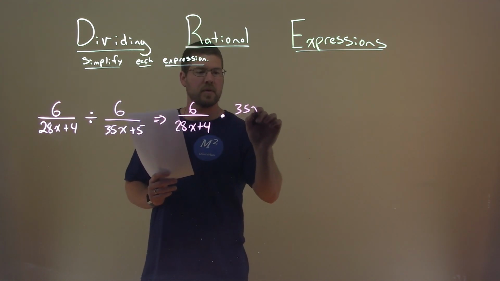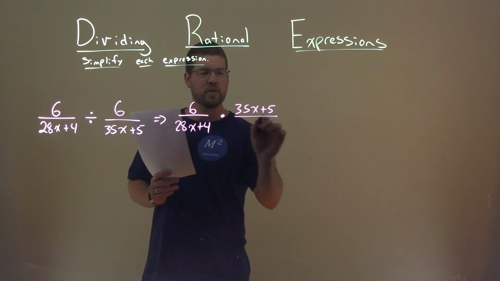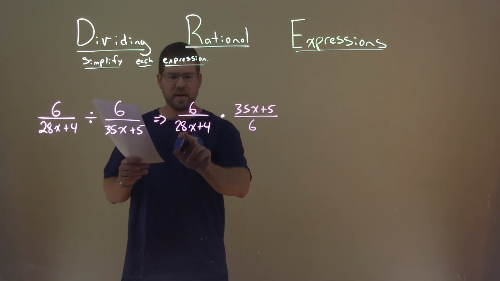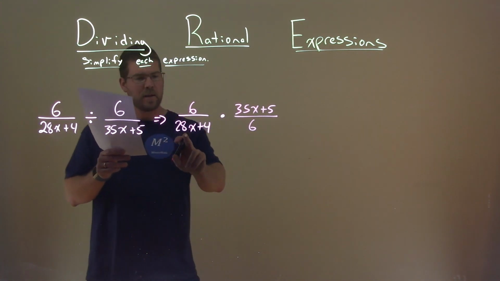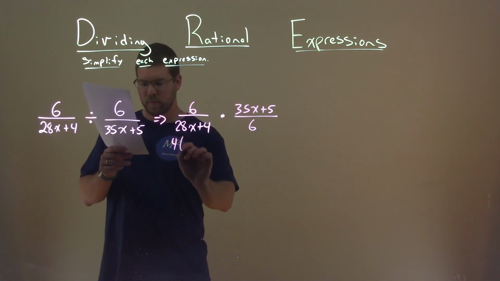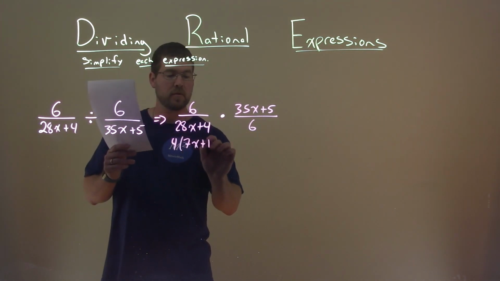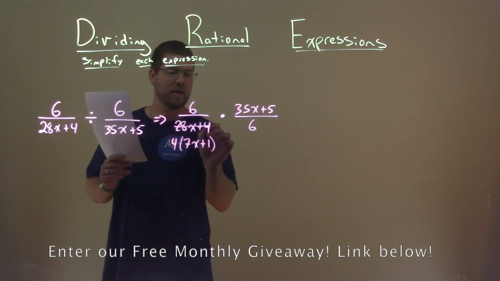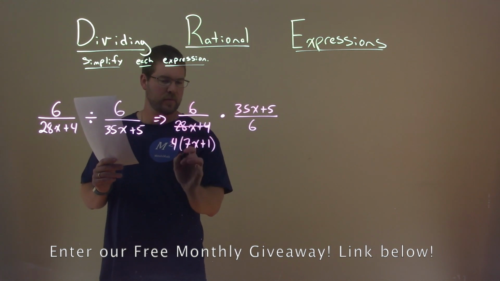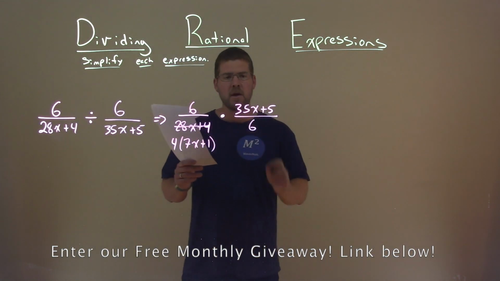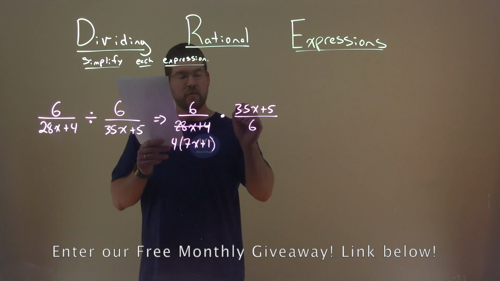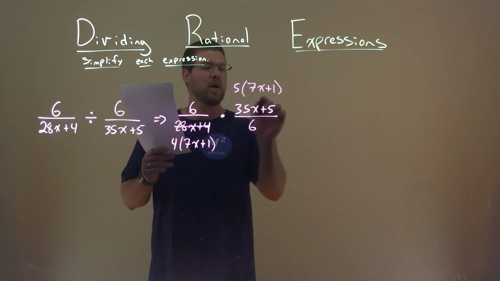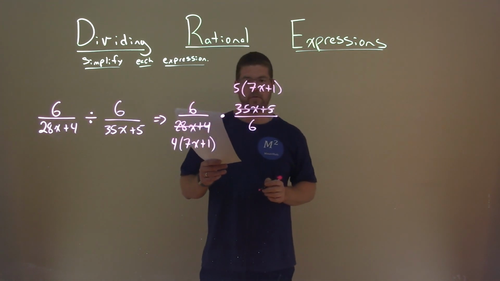35x plus 5, now over 6. So let's factor where we can. Down here, 28x plus 4, I can pull out a 4 from both parts. I'm left with a 7x plus 1 here. And this numerator, by doing that, I'm canceling that out, right? Replacing it with 4 times 7x plus 1. 35x plus 5, I can pull out a 5 as well here, and I'm left with 7x plus 1, replacing that 35x plus 5.